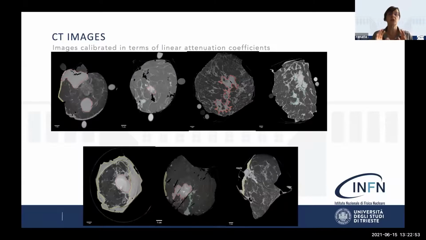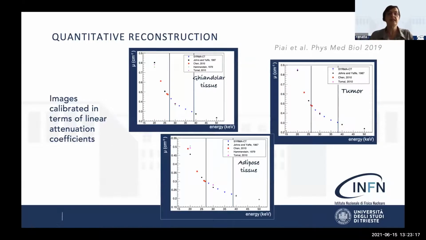Please pay attention that we are working with a monochromatic beam. And so if we are working with a monochromatic beam, we don't need the Hounsfield unit. We are able to calculate the linear attenuation coefficient. Here we have some references in order to perform the calibration, but very soon we realized that we don't need an external reference in order to perform calibration. And here we have data of linear attenuation coefficient of glandular tissue, tumor, and adipose tissue. And this is the data that we acquired during the breast CT program in the energy range between 27 and 38 keV, compared with the data obtained in different studies.